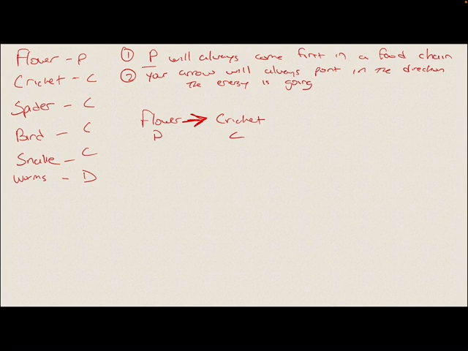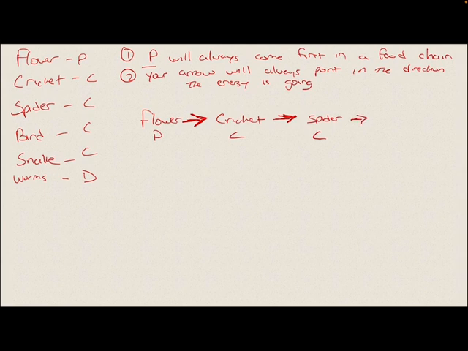All right, what's next? So next we have a spider. The spider eats the cricket. So which way does that arrow go? That arrow will also go this way because the energy from the cricket is going to the spider when the spider eats it. That's also a consumer.